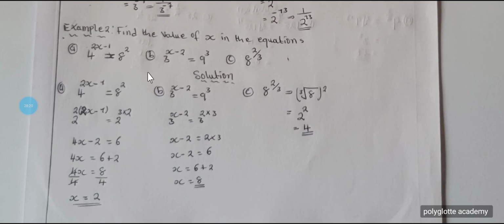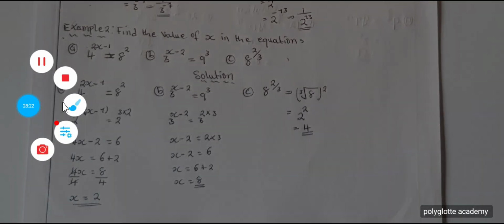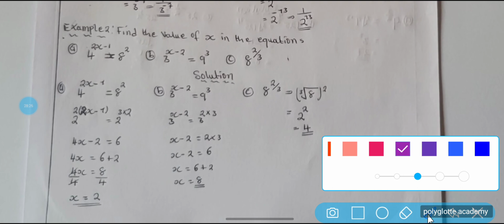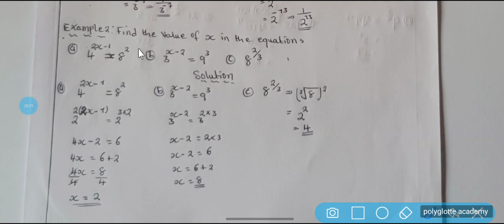So let's move on. We are going to take our pen, in this case purple, and we're going to have this question. They say we should look for x. That was our main point, that we should look for x in the following. So we are going to have the b part of this equation. This will be 3 to the power x minus 2 equal to 9 to the power 3.